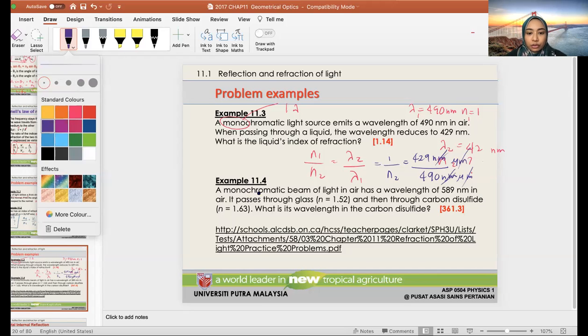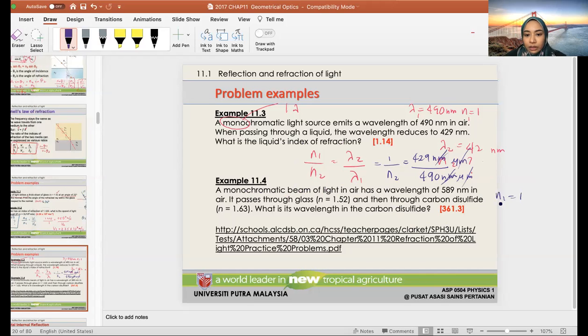Okay, next one. A monochromatic beam. Mono, it's still a mono, maksudnya it's a single wavelength. In air, so N equals 1. It has a wavelength of 589 nanometer in air. It passes through glass of N2 1.52, and then through carbon disulfide of N3 1.63. What is its wavelength in carbon disulfide?